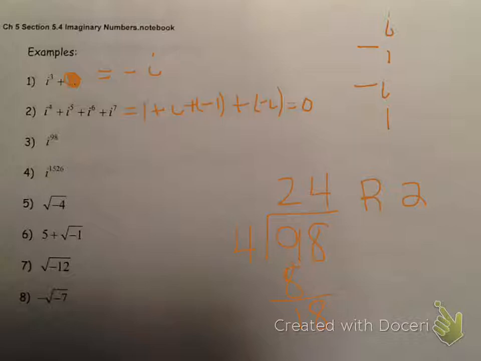That means we would go through the pattern 24 times, 1, 2, 3, 4, keep going, 24 times. And then we would go 2 more times. A remainder of 2 means that we would get i squared, which is negative 1.